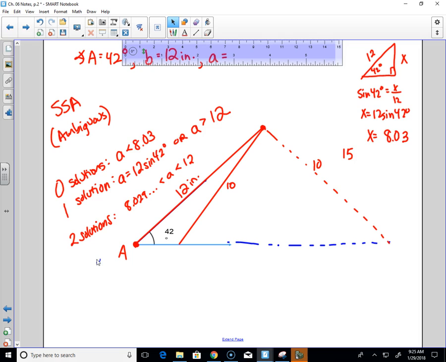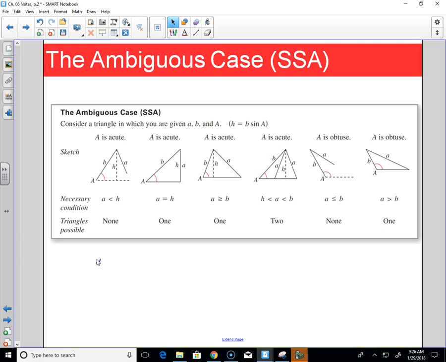Now kiddos, this is what that big old table is trying to show you. The big old table is trying to say, hey, sometimes that opposite side is just too short, so that's going to be a none. Sometimes that opposite side forms a perfect right angle. Well, that's only going to be 1 because it can't connect any other way. It'll be too short unless or except for that one place.